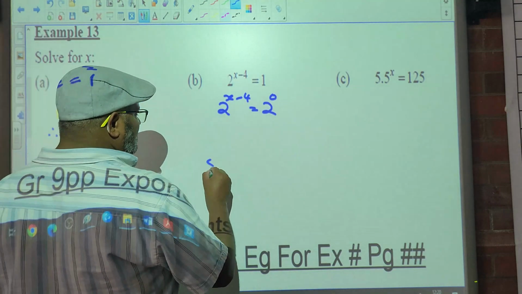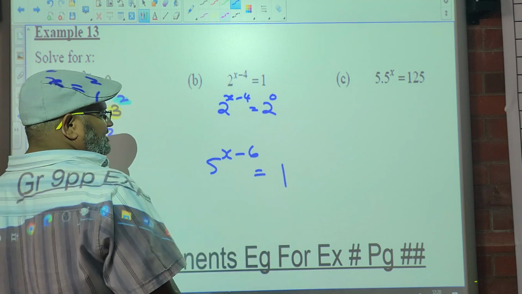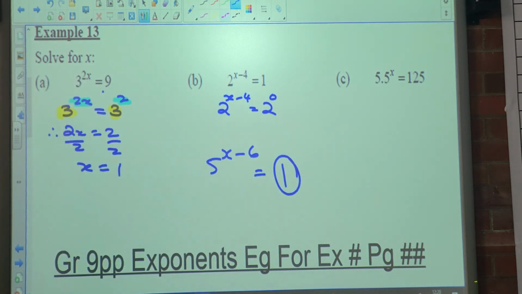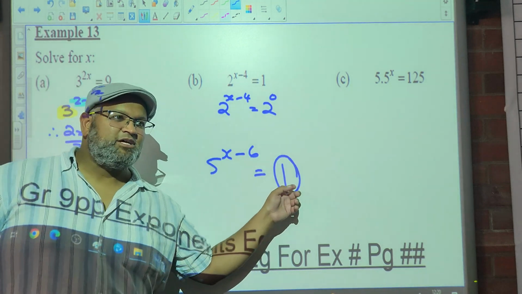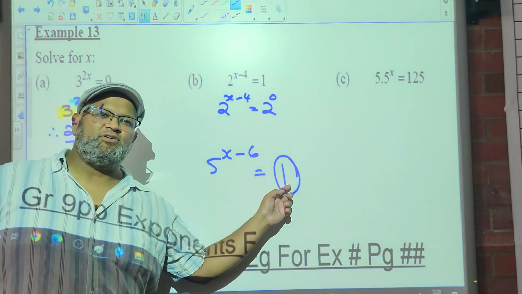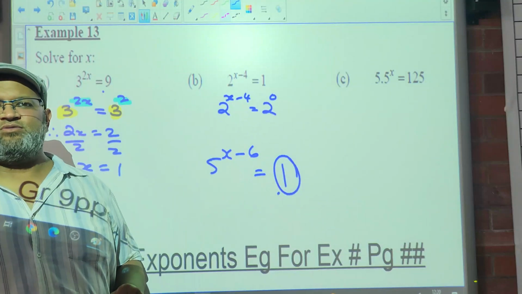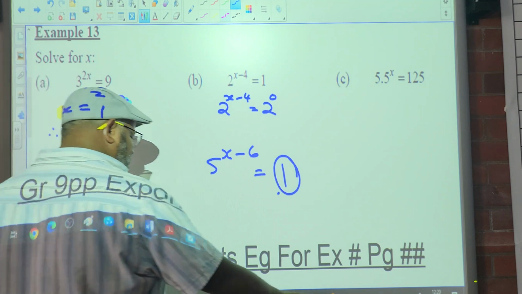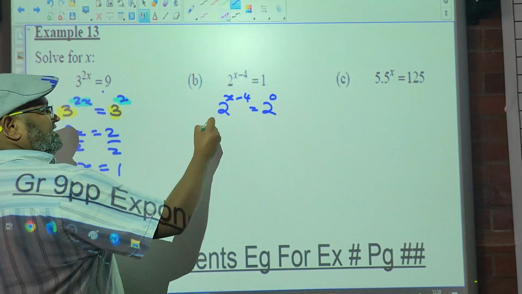So later on, if I got 5 to the x minus 6 is equal to 1, am I going to make that 2 to the 0? No. Then what will we do? Make it 5 to the 0. Why? Because we want the bases to be the same. So if the bases are the same, what can we do? We can equate the exponents. We can make the exponents equal. You guys understand?